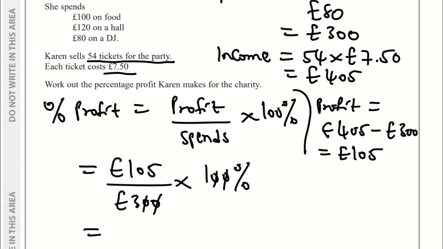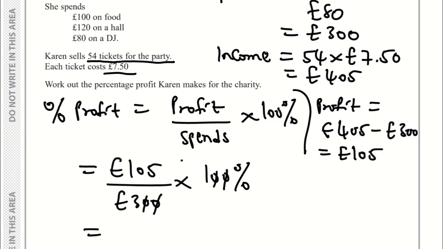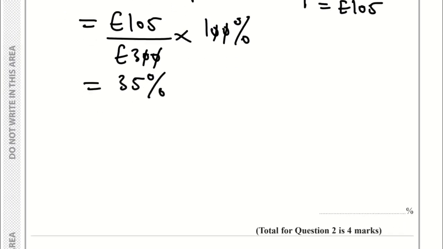We can easily divide this, but let's use our calculator. Don't worry, it's a calculator paper, so not to worry. That's 105 divided by 3. What do we have? That's 35. So the percentage profit is 35%. So here I'm just going to put 35%.